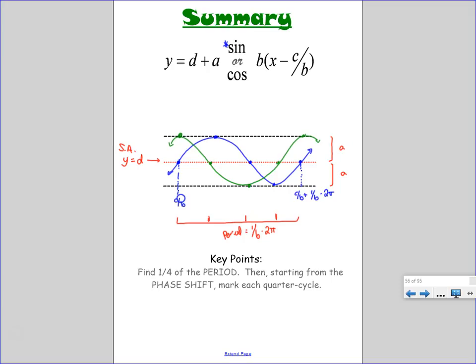Now, this bottom part, sorry, it might have been a little hard for you guys to see. Once we do find the period, we just start from the phase shift and go quarter cycles for each of our key points or our key numbers. But those are the points that I marked. Now, this is all well and good. Tons of theory. The problem is we haven't actually done a full example with actual numbers in these places instead of just D's and A's and B's and C over B's. So let's go get ourselves an example, okay?